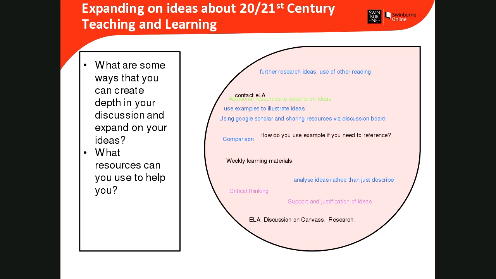We've also got using Google Scholar and sharing resources via the discussion board. Excellent idea. Google Scholar is actually really useful. Sometimes if you just do a simple Google search, if you're looking for some extra information about a particular topic, you might stumble across some blogs which really do have great ideas, but they're not always based in research. Often it's someone's opinion. And so if you use Google Scholar, they are usually peer-reviewed or research articles, academic articles. So it's actually a very good resource to use.